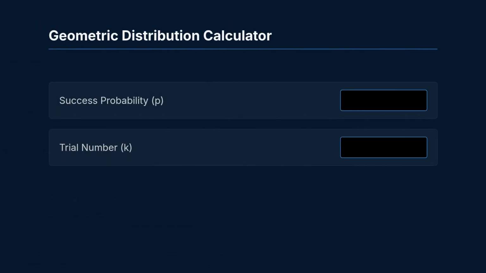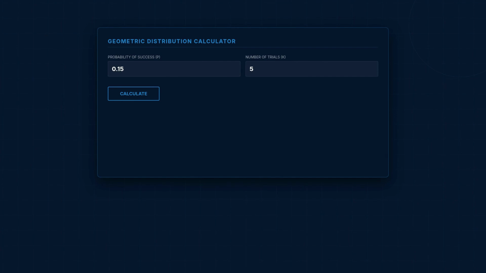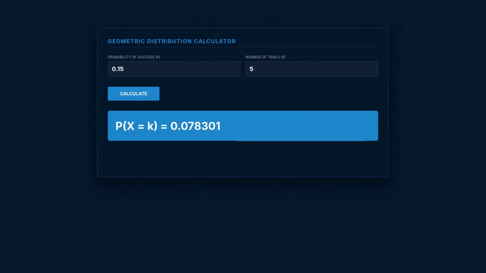Let's work through an example with success probability, P, set to 0.15, and trial number K set to 5. After clicking Calculate, we get probability P(X = k) equals 0.07830001, meaning there's about a 7.8% chance of getting your first success exactly on the 5th trial.